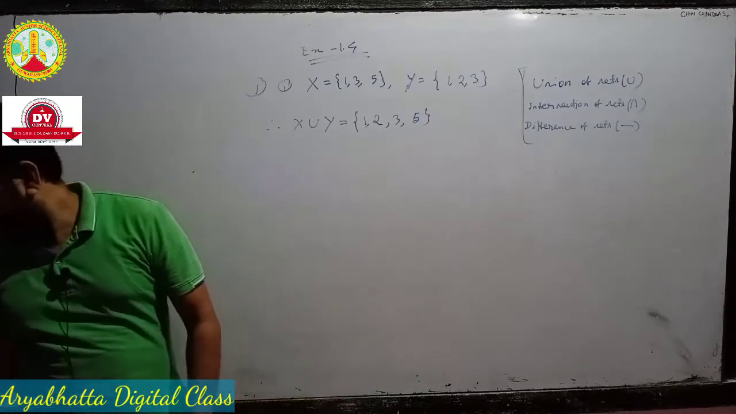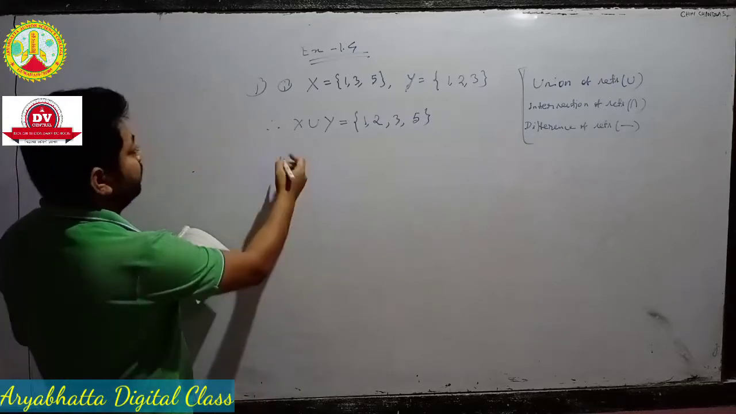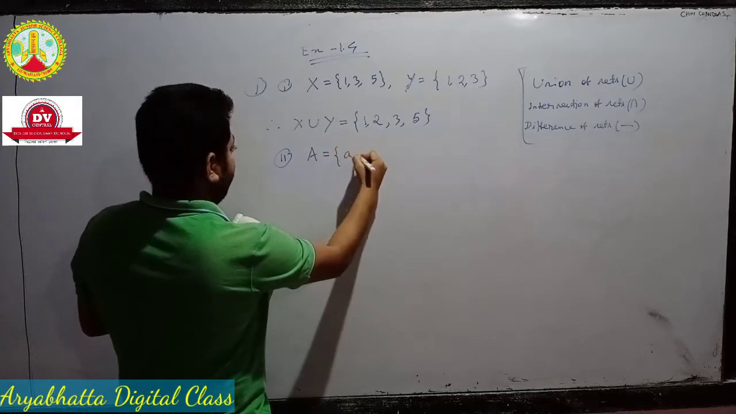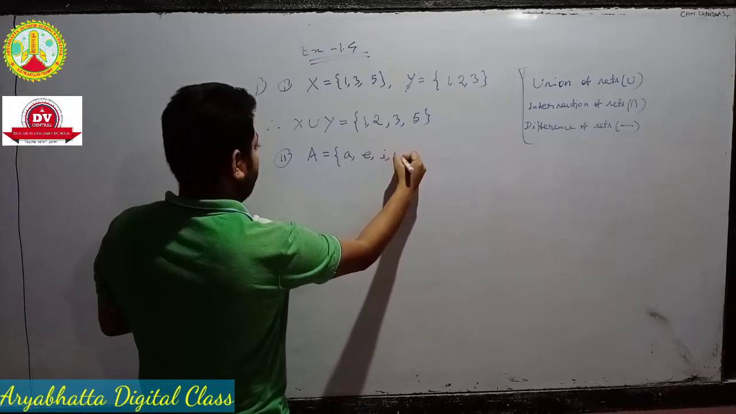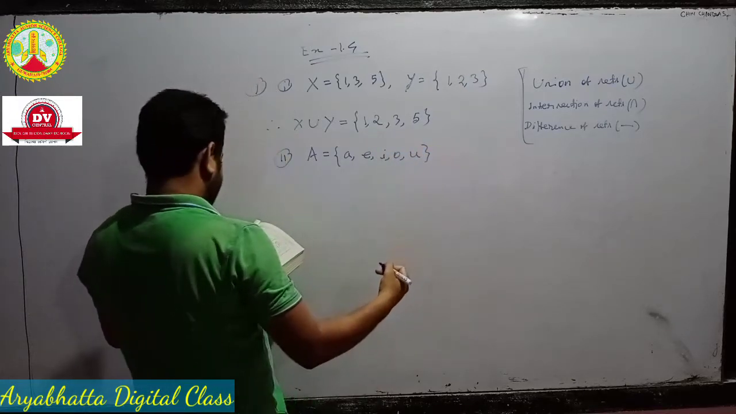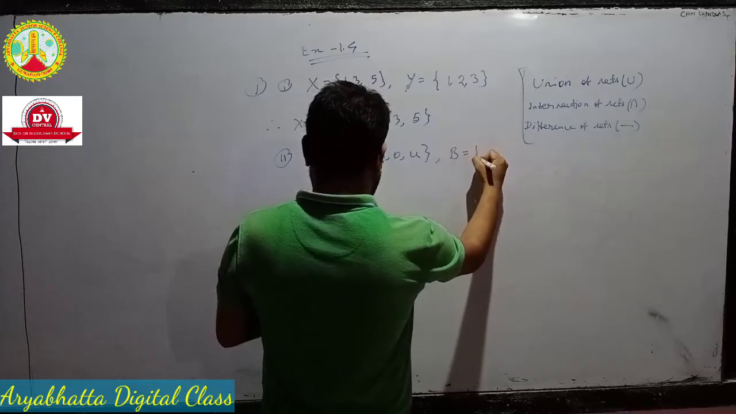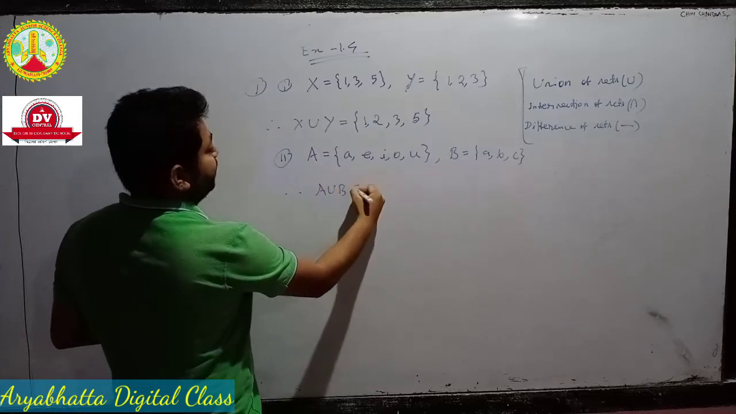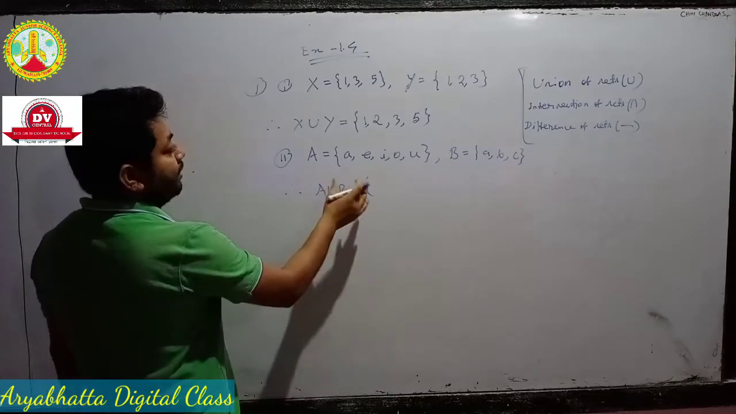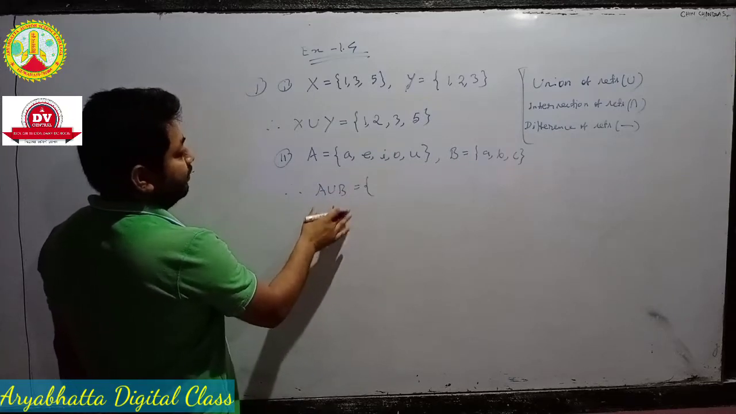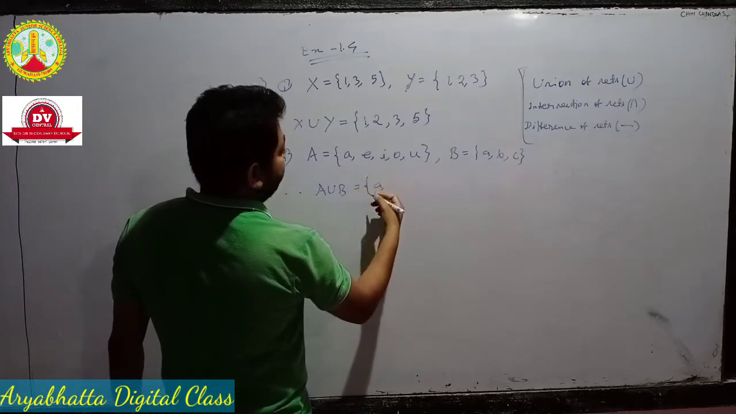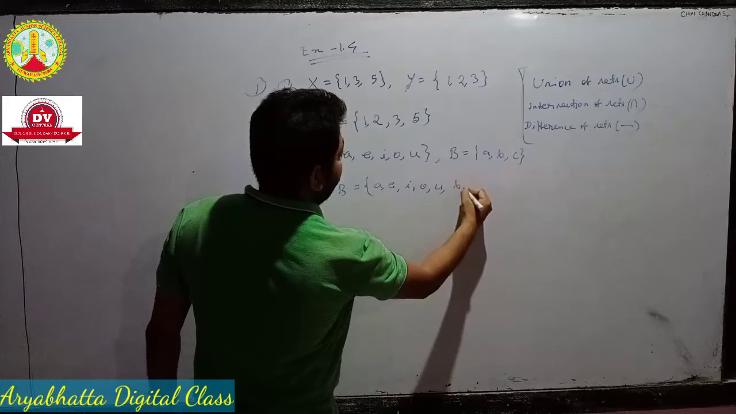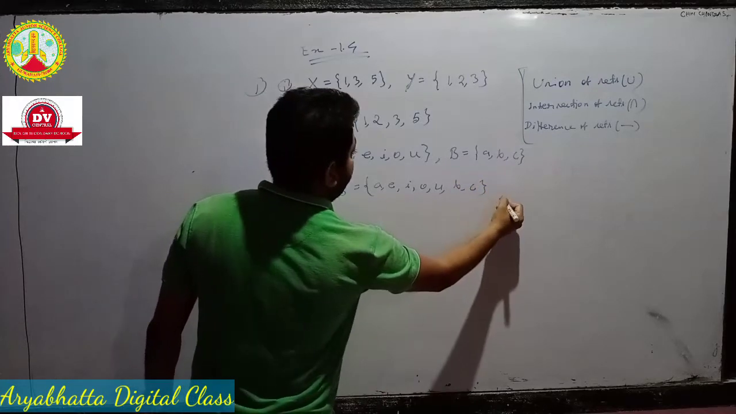Next, number 2, A is equal to A, E, I, O, U, and B is equal to A, B, C. Therefore, A union B is equal to all elements of the sets A and B. Therefore, we have A union B, the elements are A, E, I, O, U, B, C. This is the required answer.